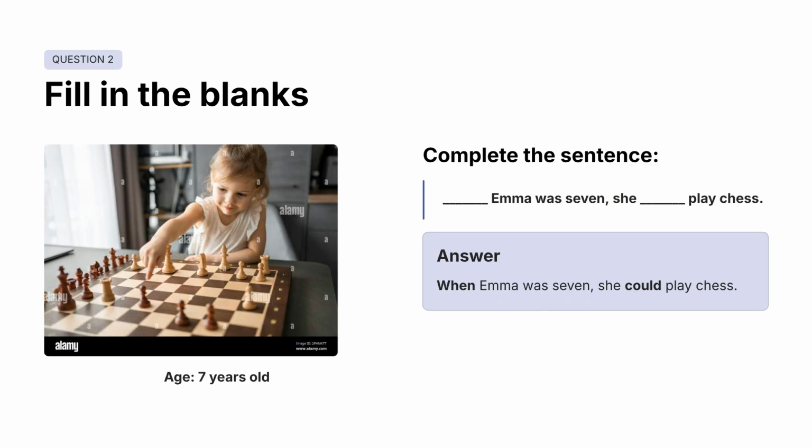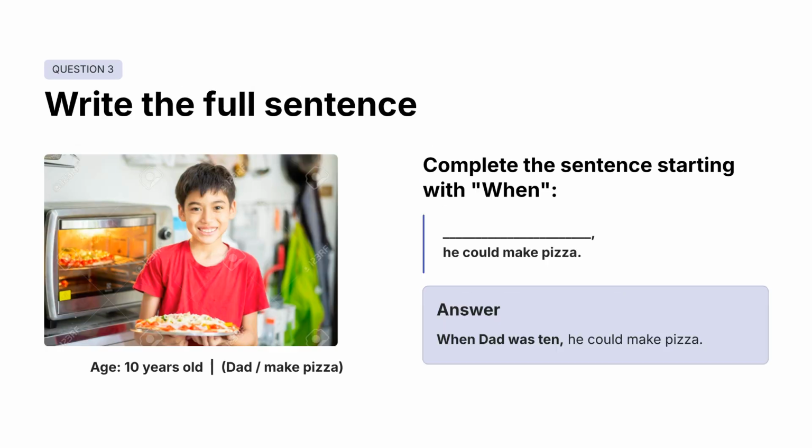Question 2 is another fill in the blanks activity. Look at the clue for Emma, who was 7 years old. The full sentence is, when Emma was 7, she could play chess. Question 3 asks you to write the full sentence starting with when, using the clue that Dad was 10 years old and could make pizza. The answer is, when Dad was 10, he could make pizza.